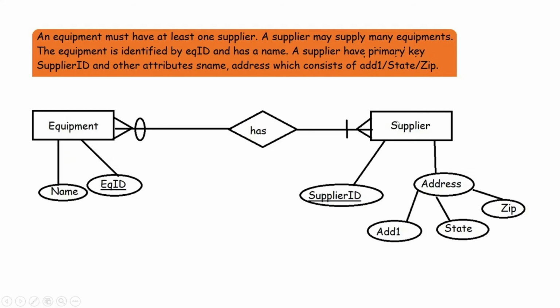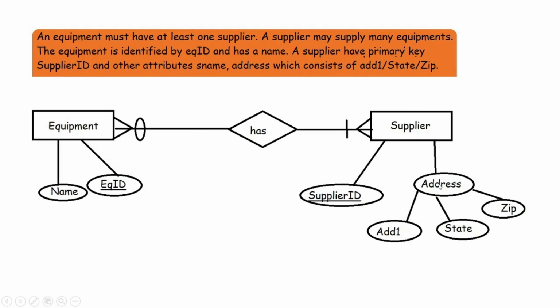Supplier. A supplier will have a primary key. Supplier ID is a primary key, and that's why it's underlined. Full underline. And other attributes, S name, which I haven't put here, we can have S name as another attribute here. Address, which consists of add1, state, zip.